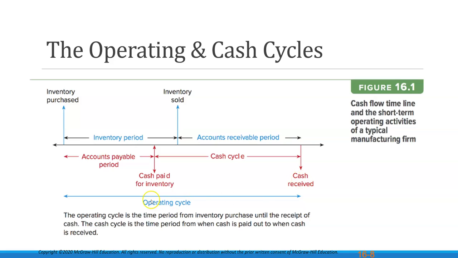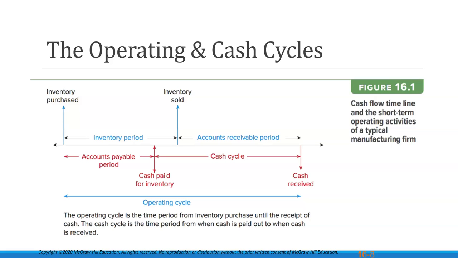The amount of time all of this takes is something that managers are very focused on, because if we start having an increasing accounts receivable period, then we might start having cash flow issues and liquidity issues. If we have an extending inventory period, that might mean that we're starting to have problems selling off inventory. So we start to look for issues within these operating figures.